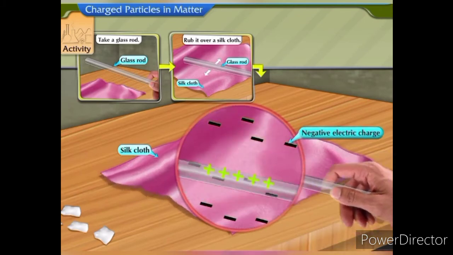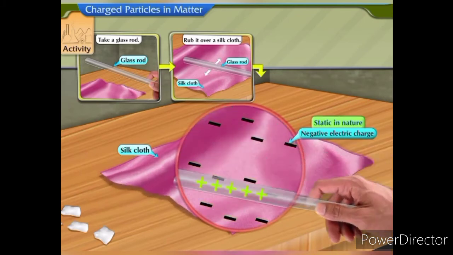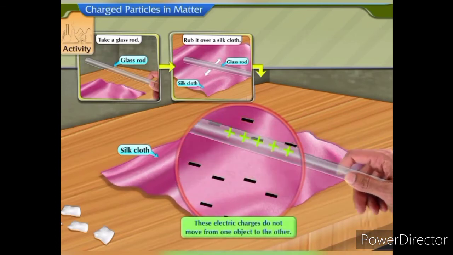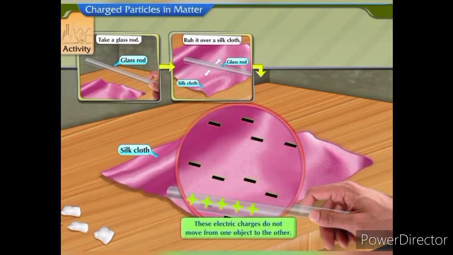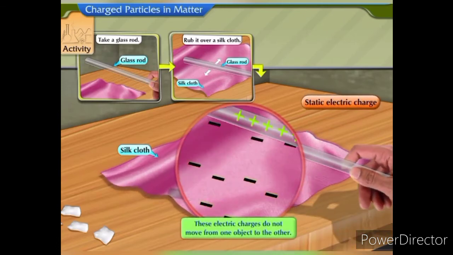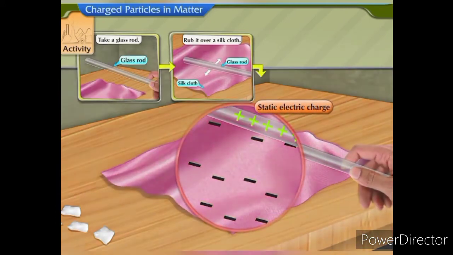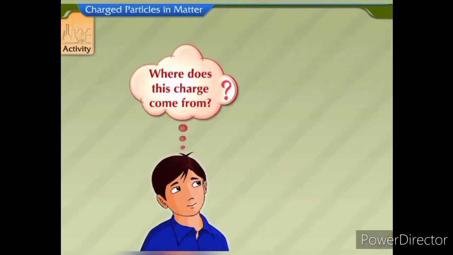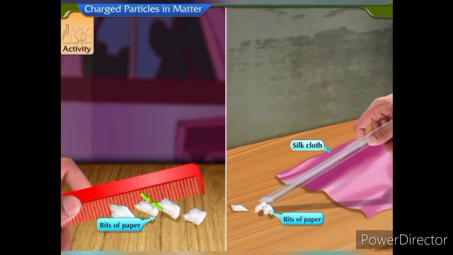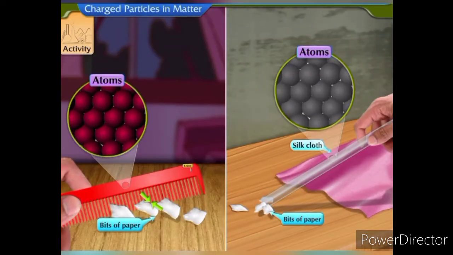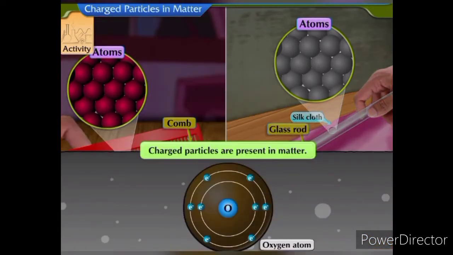These charges are static in nature. That is, they do not move from one object to the other and are thus called static electric charge. Where does this charge come from? This charge comes from the atoms present within the comb and glass rod. These activities show that some charged particles are present in matter and that atoms are divisible.